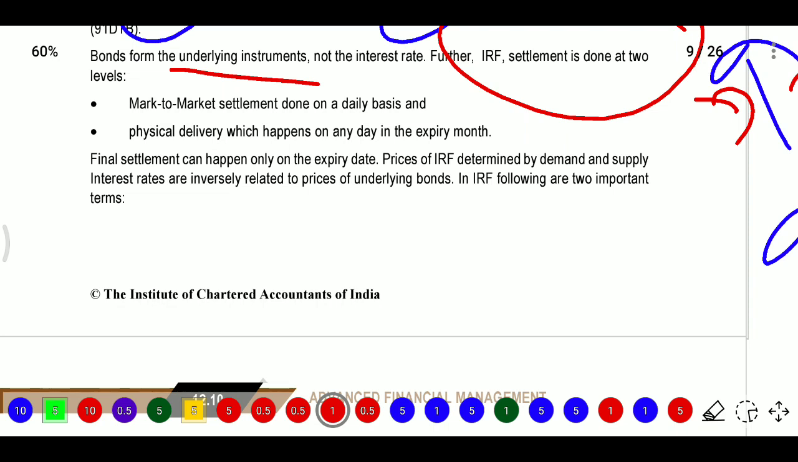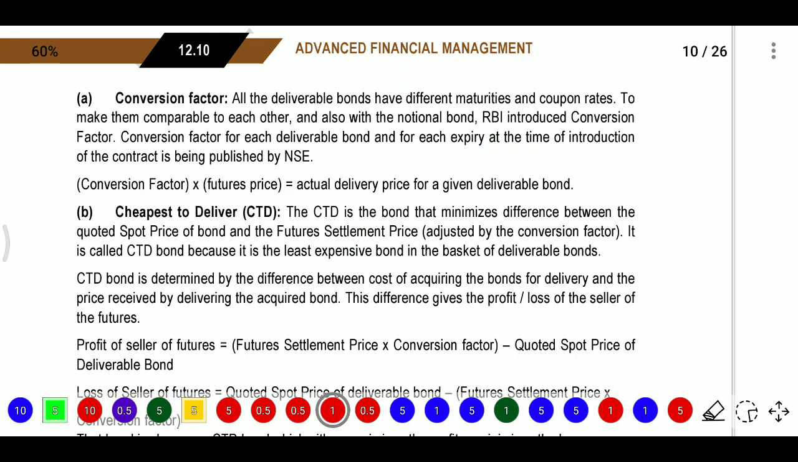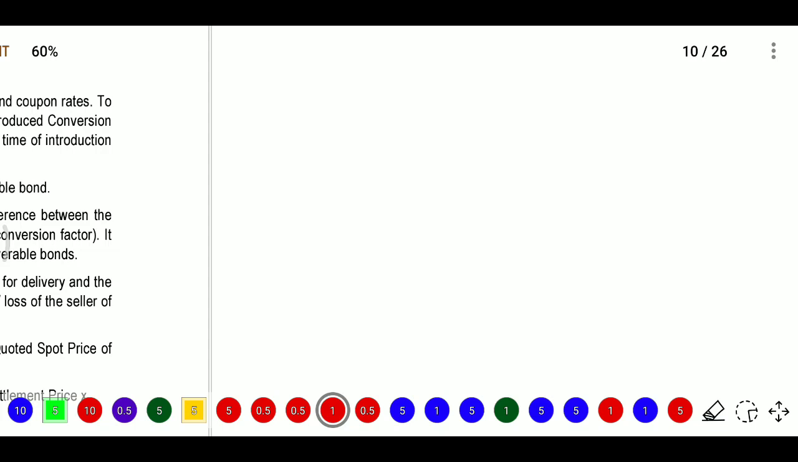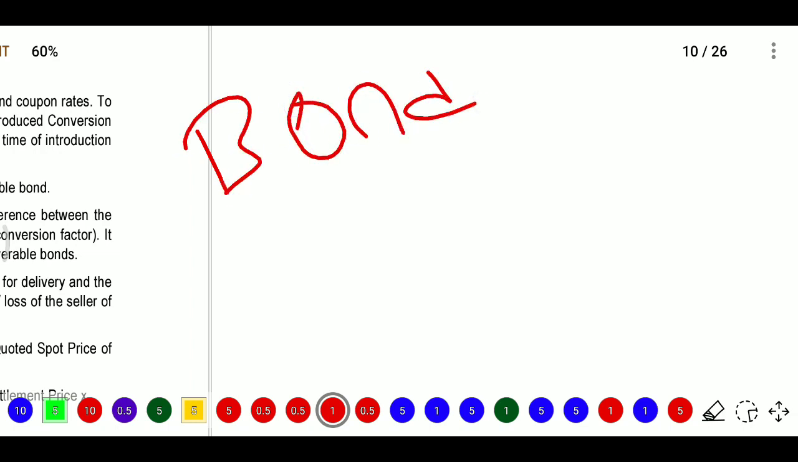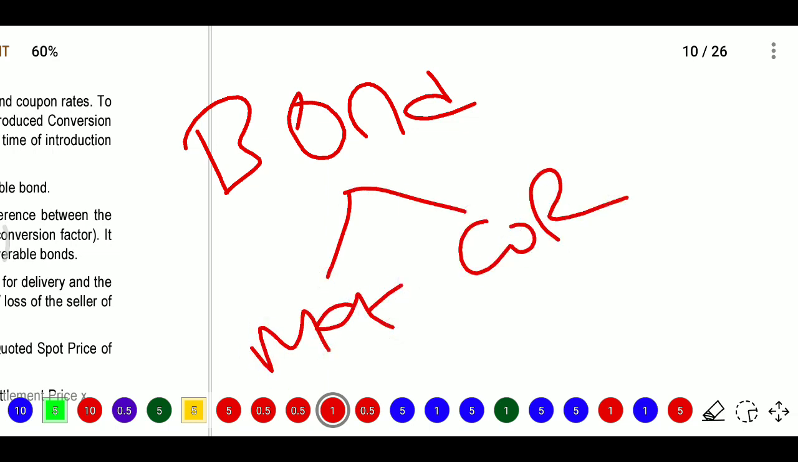Here the price of IRF is determined by demand and supply. Interest rates are inversely related to the price of underlying bonds. So here we need to identify the two important factors for IRF: one is the conversion factor, another one is the cheapest to deliver factor. What does the conversion factor explain? Conversion factor means we have deliverable bonds, and different maturities and different coupon rates will be there. So these deliverable bonds will have different maturities and coupons.